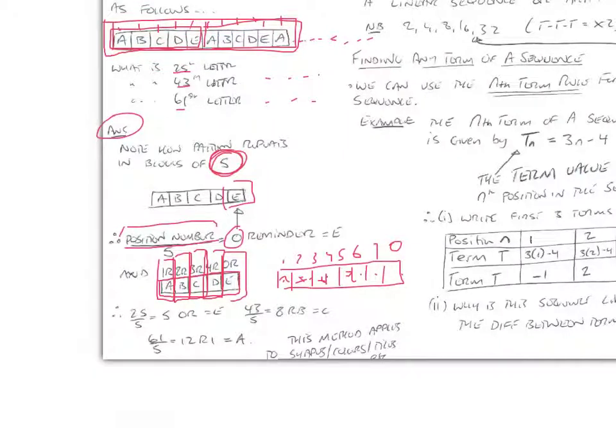the 25th letter will be 25 divided by 5. That's 5. There's no remainder. It's E. 43 divided by 5 is 8, remainder 3. So that's C. And 61 divided by 5 is 12, remainder 1. So that's here the 1 remainder.